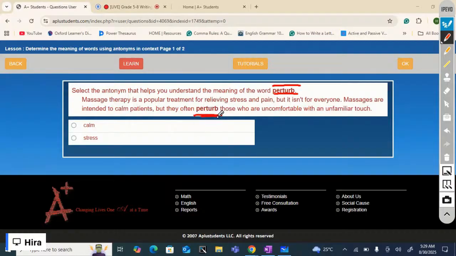Now, do you think there is any word which seems the opposite, the antonym, of the word perturb? Calm or stress? Quickly give an answer in the comment section if you know it.